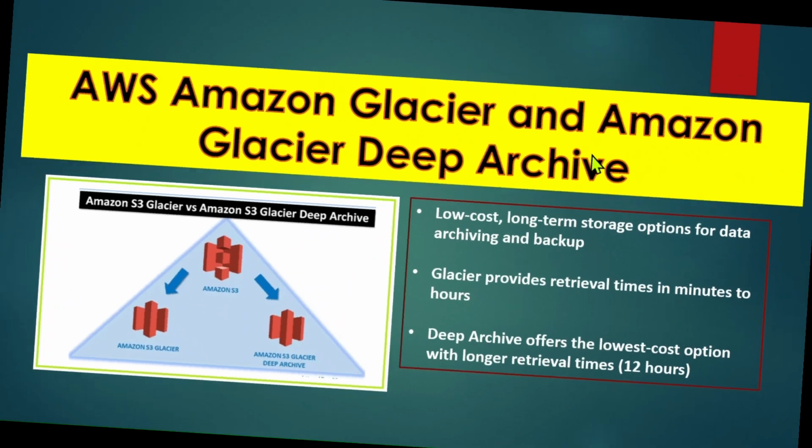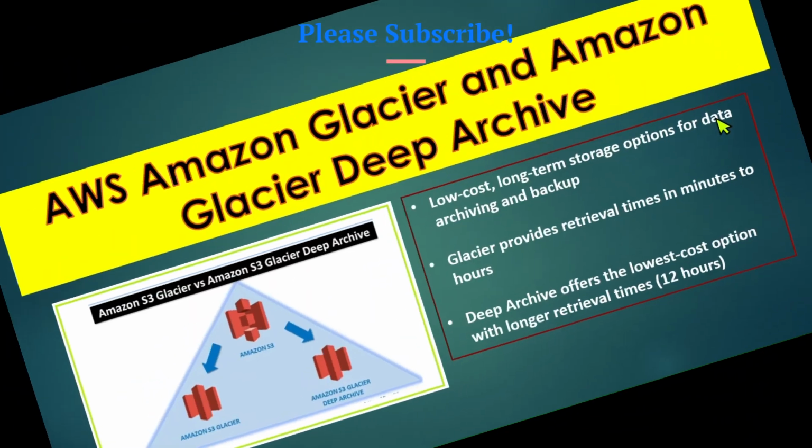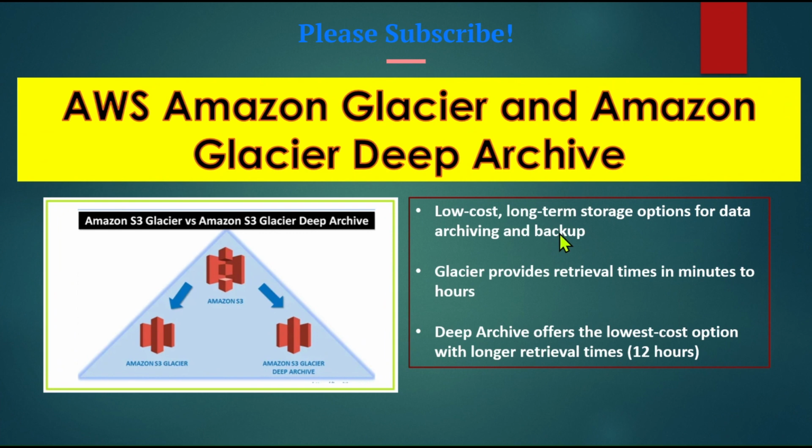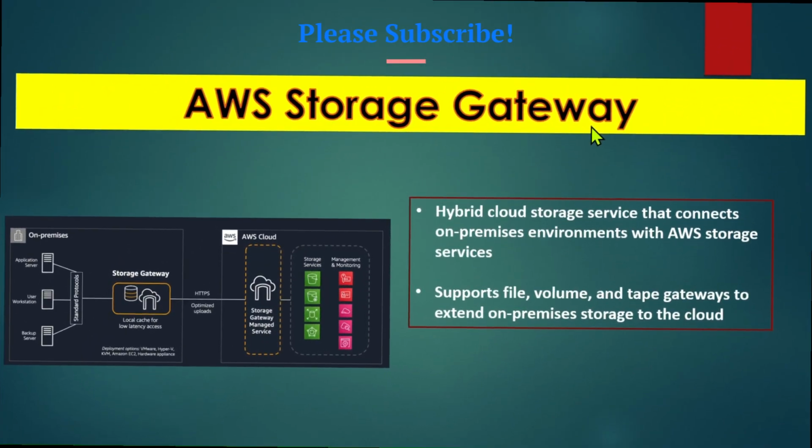Amazon Glacier and Amazon Glacier Deep Archive. Low-cost, long-term storage options for data archiving and backup. Glacier provides retrieval times in minutes to hours, while Deep Archive offers the lowest cost option with longer retrieval times, 12 hours. AWS Storage Gateway.